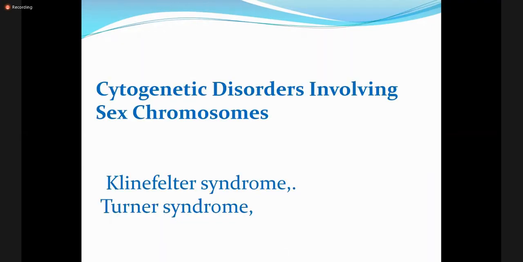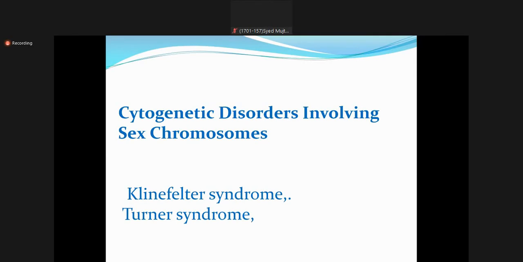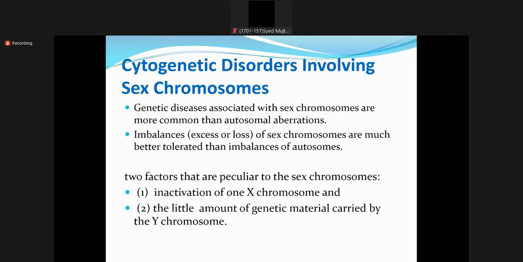Now coming to the cytogenetic disorders involving sex chromosomes. I would say that Down syndrome, Edwards syndrome, and Patau syndrome are the cytogenetic disorders that involve autosomes. Now we are heading towards the cytogenetic disorders that involve sex chromosomes, that is Klinefelter syndrome and Turner syndrome. What are the general features of these cytogenetic disorders that involve the sex chromosomes?